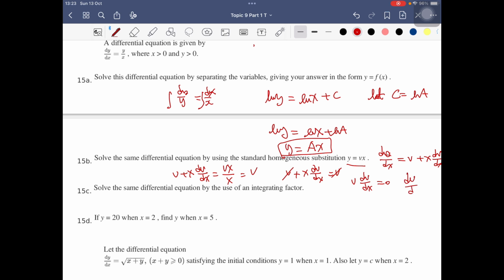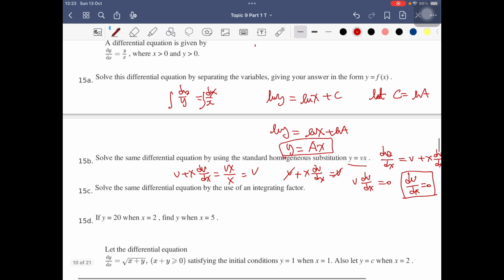Which means dv over dx equals 0. When the derivative is 0, it is constant, so v is c. That's why when we differentiate it, it becomes 0. So v is y over x equals c, so y equals cx. So it is the same form.